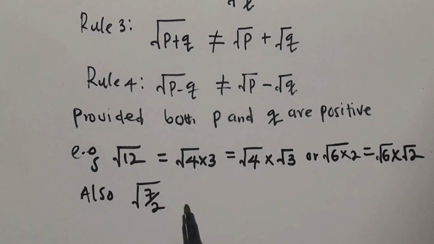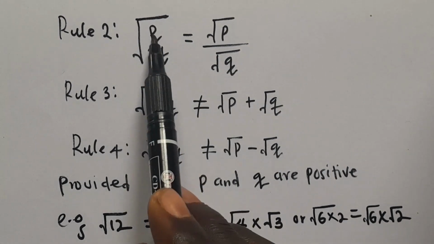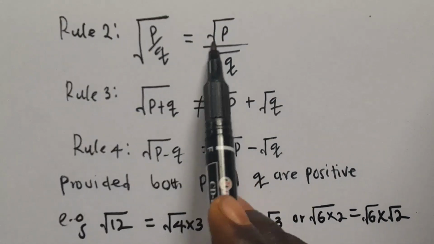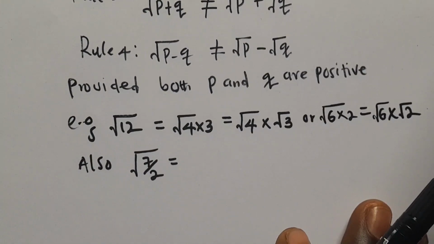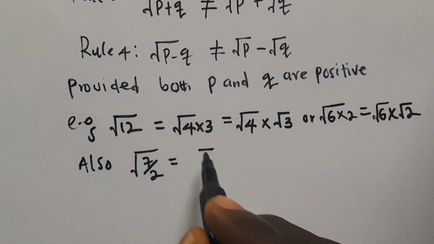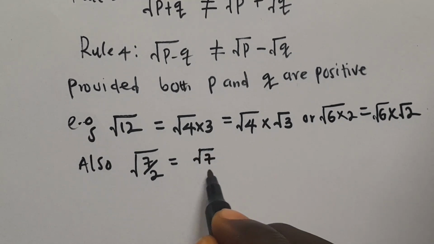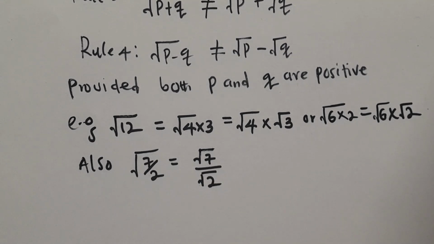Also, when you have square root of 7 divided by 2, this can be expressed by applying the second rule, that says when you have square root of p divided by q, this is equivalent to square root of p divided by square root of q. So by applying it here, we have square root of 7 divided by square root of 2.